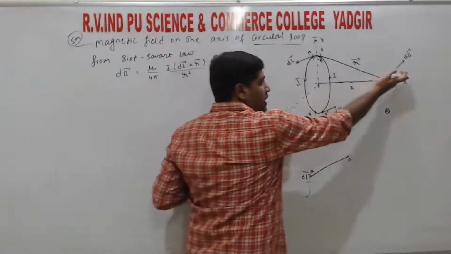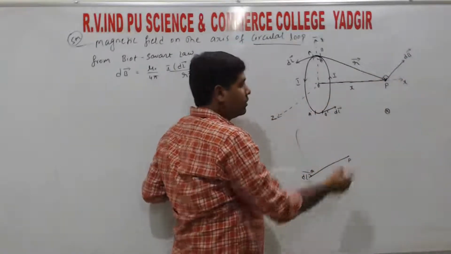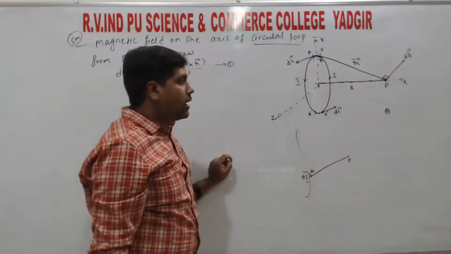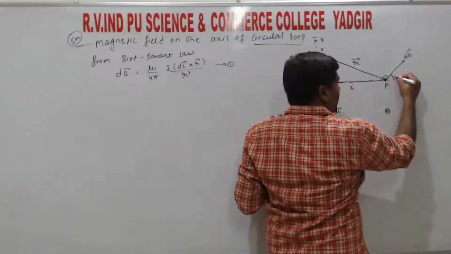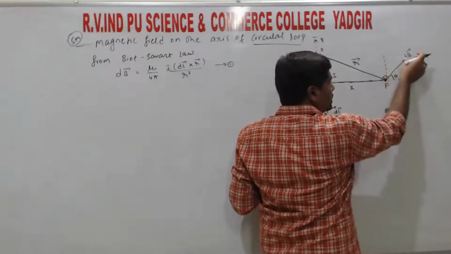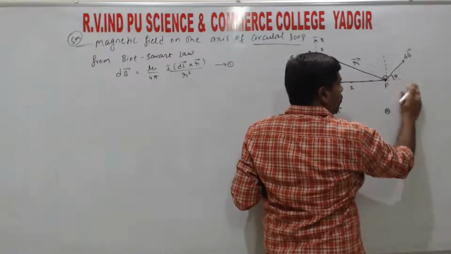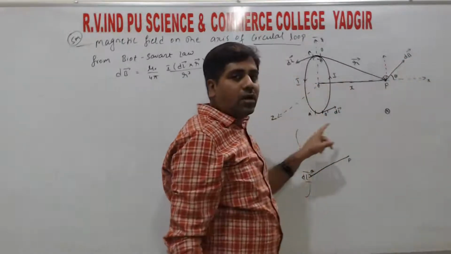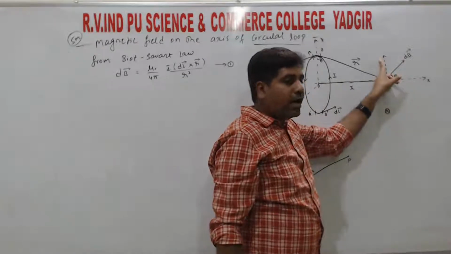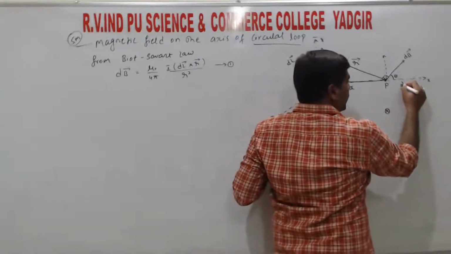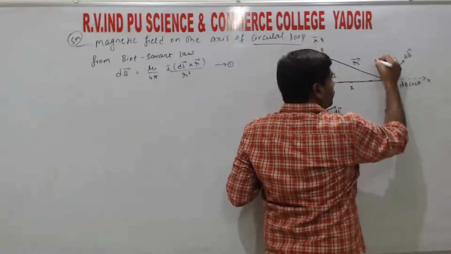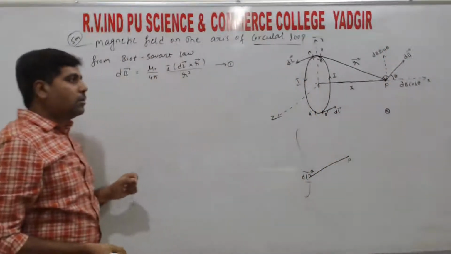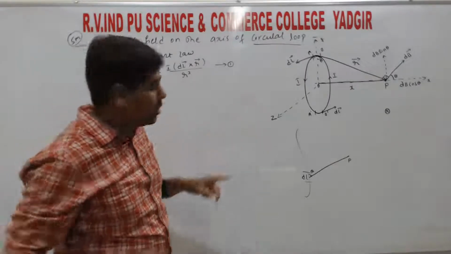That means the magnetic field is going along the z axis. If we extend this, the z axis is parallel to dB, right? Now it makes an angle theta with the horizontal. So now we can resolve this dB along the x axis and along the y axis, right? Resolving the vector components, along the x axis it becomes dB cos theta, and along the y component dB sin theta, right? So that is the diagram.